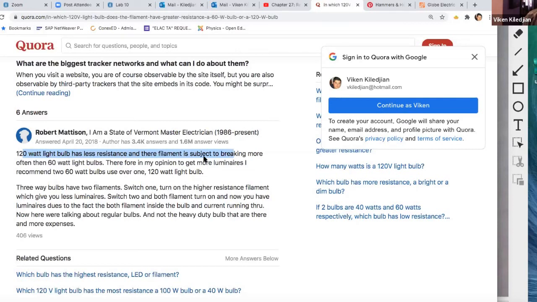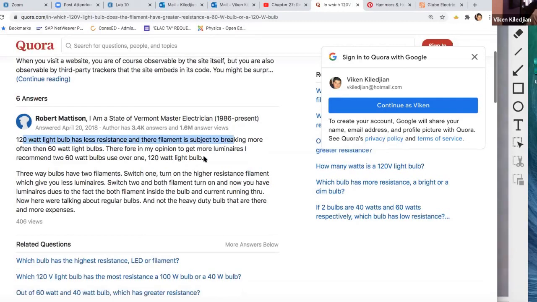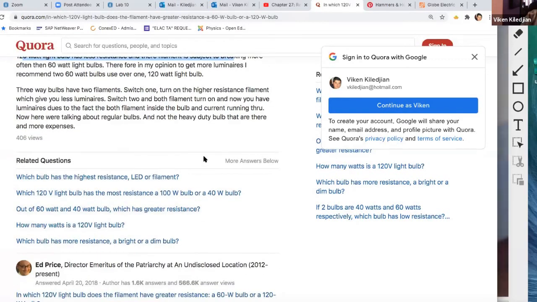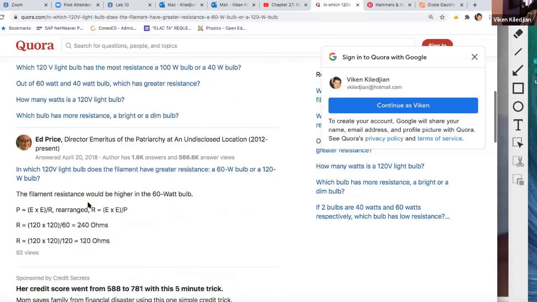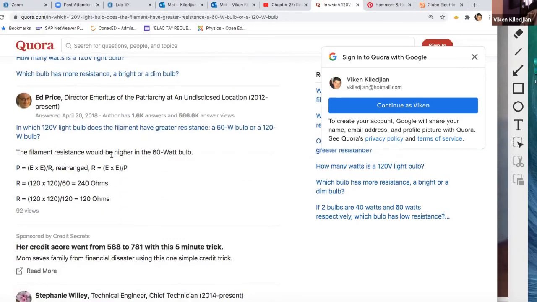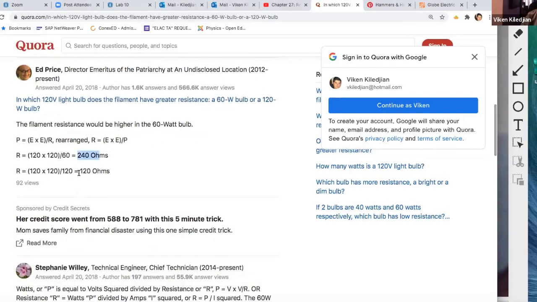Probably the fact that they allow more current, so that enables the wire to heat up more quickly. In other words, I think in this case, it's not the physical element. It's because they allow more current, and the wire heats up more, cools down more, heats up more, cools down more, and then over time that wear and tear makes the wire break. You see, that's the reason why. Yeah, you see there, they're calculating the filament resistance would be higher in the 60 watt light bulb. You see the 240 ohms versus the 120 ohms.